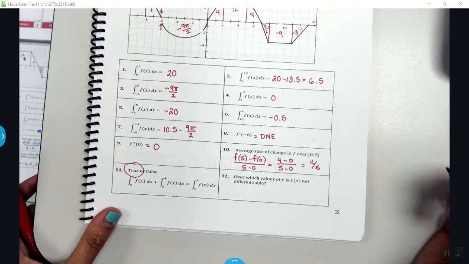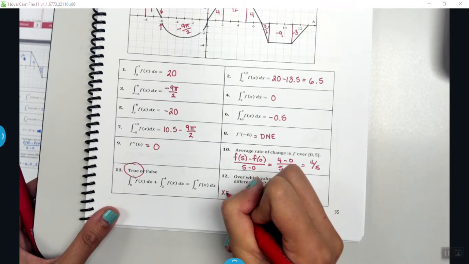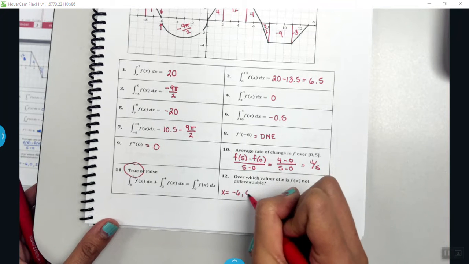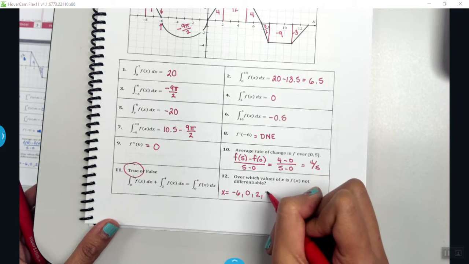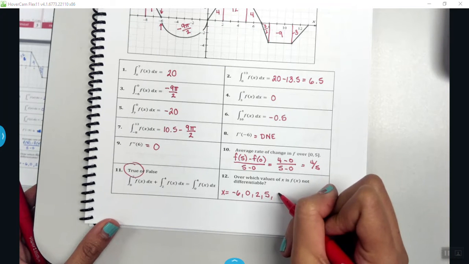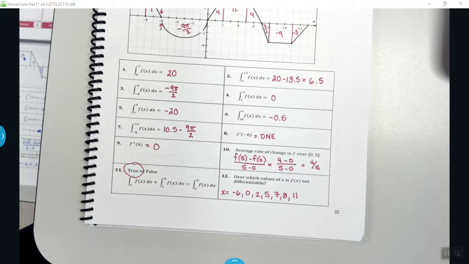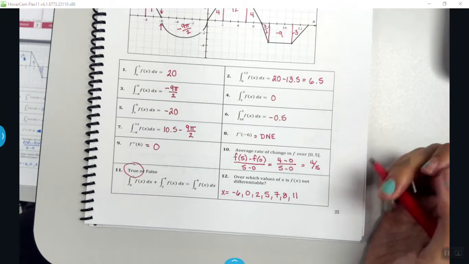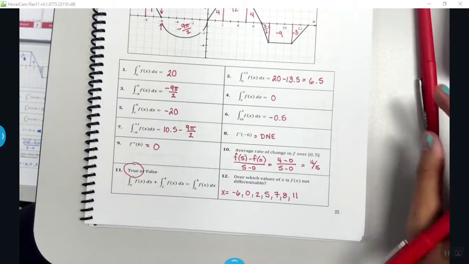Okay, and then over which values of x is f of x not differentiable? Negative 6, 0, 2, 5, 7, and 8, 11. Should we include endpoints? No. You can if you want. You don't have to. Okay. I'm not going to.